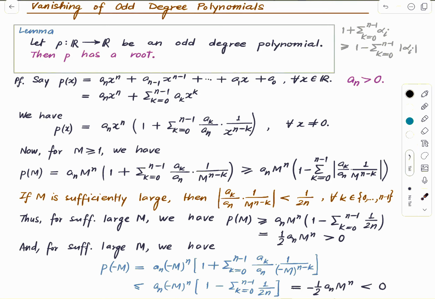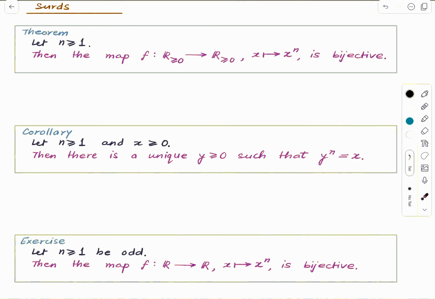All right. So this has some corollaries. Now we can talk about square roots and cube roots and so on. I mean, we could have talked about them earlier, but now it will be more potent. So the theorem is, for each positive integer n, this map from non-negative reals to non-negative reals, which exponentiates to the nth power, is a bijective map. So to show bijectivity, we need to talk about injectivity and surjectivity.